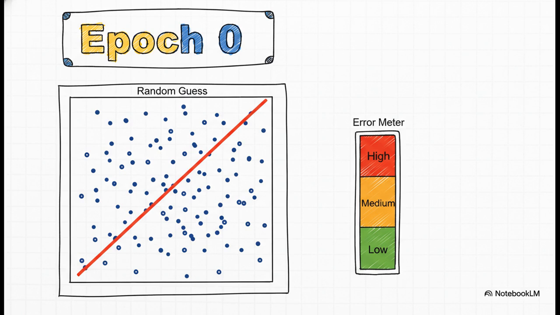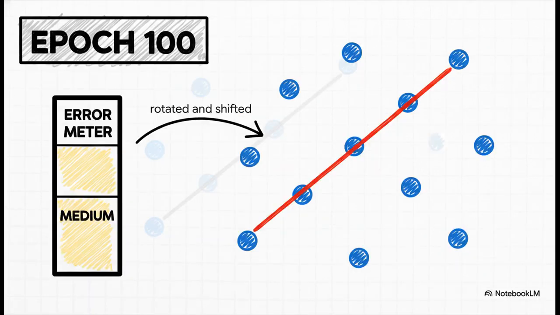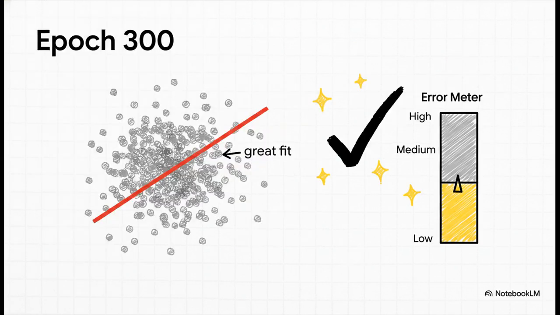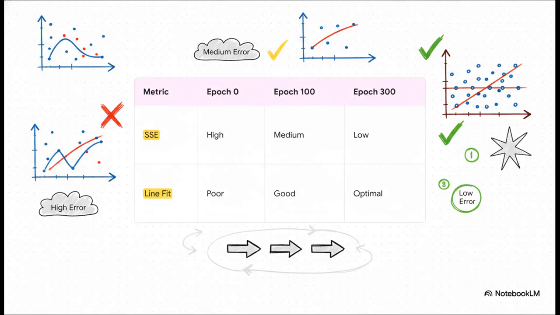Now what's so cool is what happens next, after just a few updates. After 100 trips through this loop, that's 100 epochs, just look at that. The line on the graph has rotated and shifted itself, moving so much closer to the center of our data. The model is actually using the information from its past mistakes to get better. It's learning. And then, by the time we get to epoch 300, the line has pretty much settled in. It's converged. It has found the best possible slope and intercept to describe the relationship in our data. It has learned.